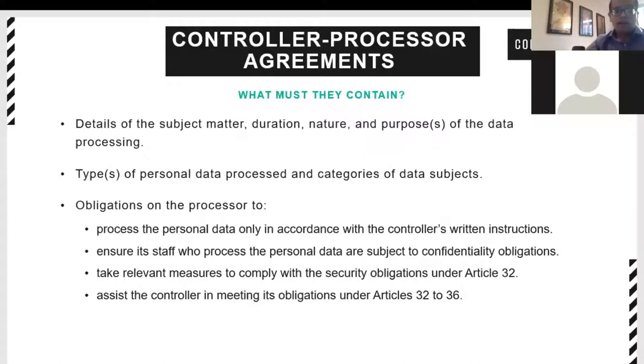The processor also has to ensure that its staff who undertake the processing are subject to confidentiality obligations. It has to take relevant measures to comply with the GDPR security obligations, and it has to assist the controller with certain obligations that the controller has under the GDPR. So, for example, a requirement to notify the controller immediately if the processor is aware that personal data it's been processing has been hacked or lost. And there's more, which is onto the next slide.